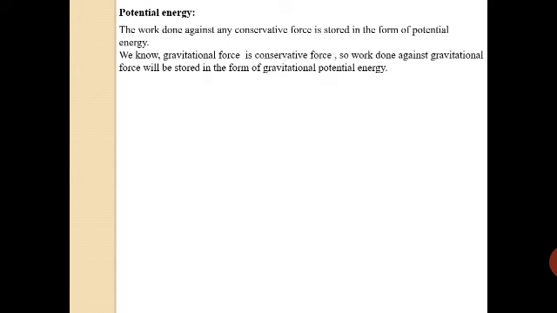So before I give the explanation, just read the definition here. It says the work done against any conservative force is stored in the form of potential energy. And one example is given. We know gravitational force is conservative force. So work done against gravitational force will be stored in the form of gravitational potential energy.